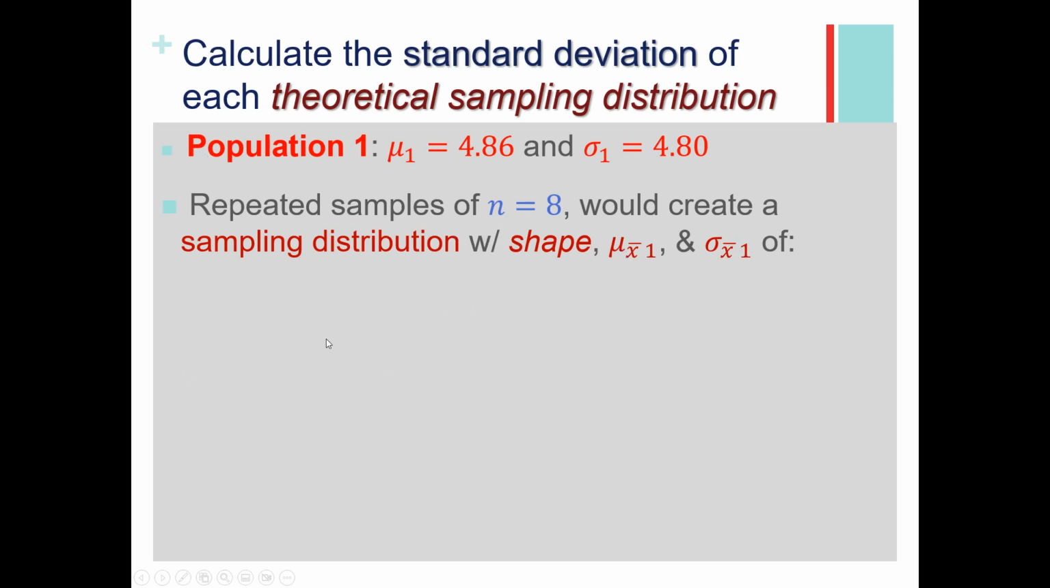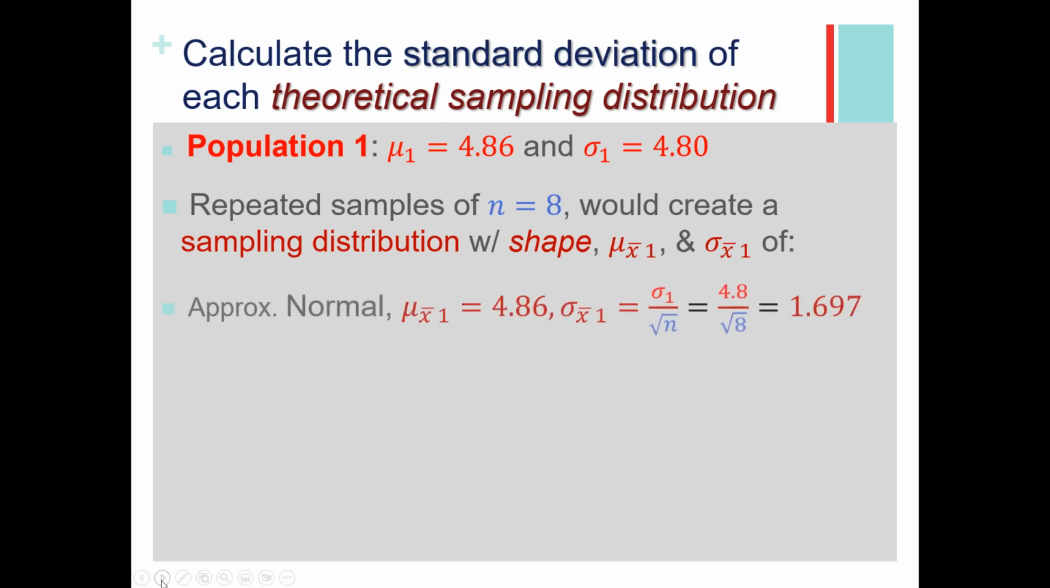Now, since the population is approximately normal, even though the sample size is not greater than or equal to 30, the sampling distribution will still be approximately normal, centered at the population mean of 4.86, with a standard deviation of our population standard deviation divided by the square root of our sample size. So that's going to be 4.8 divided by the square root of 8, which is about 1.697.